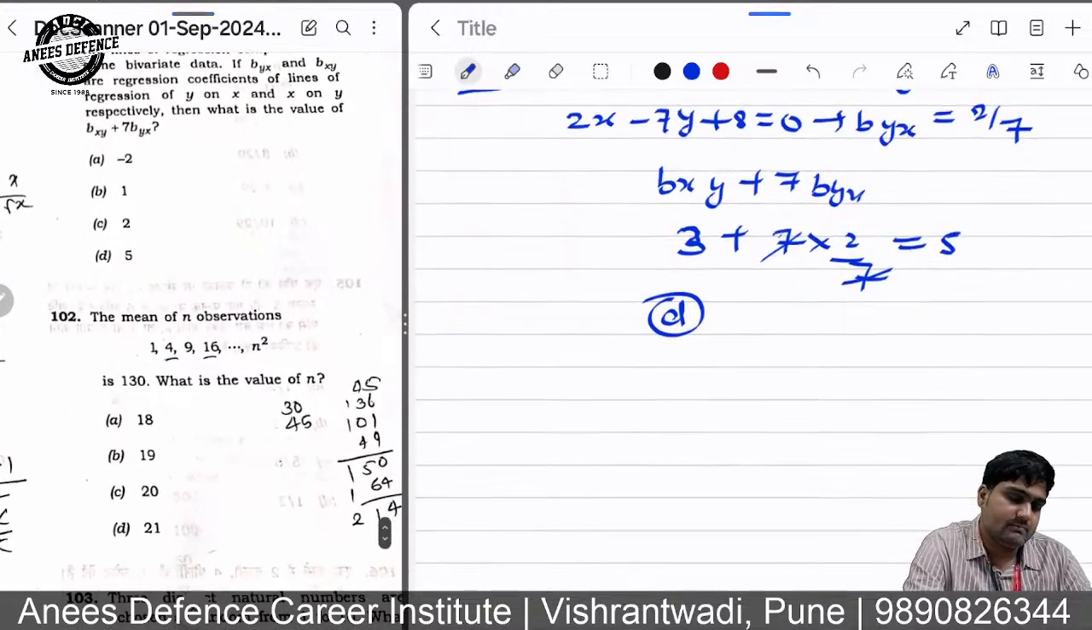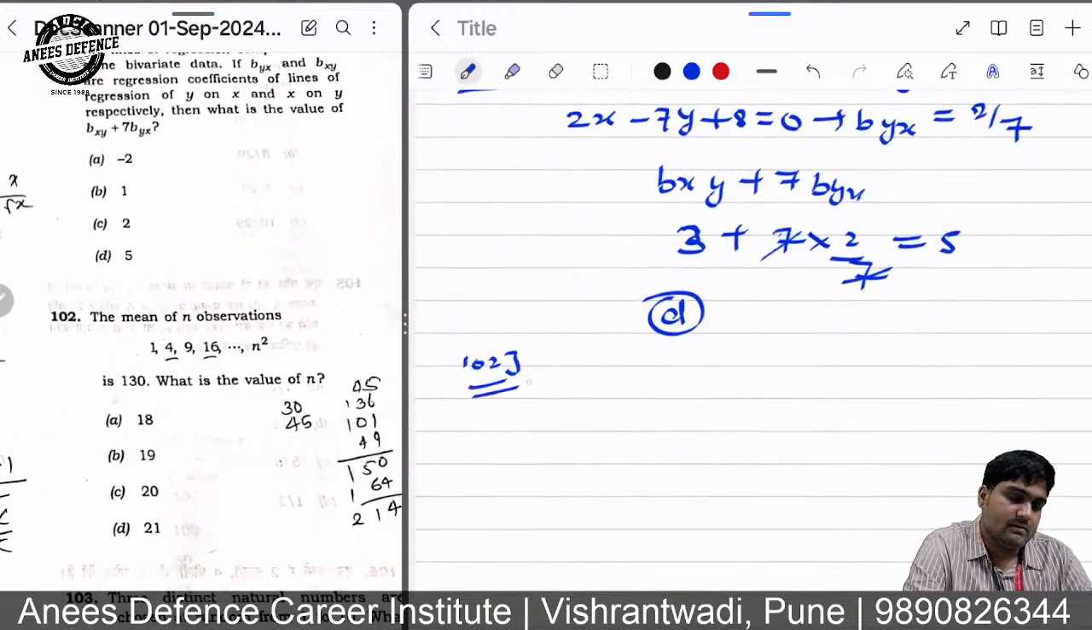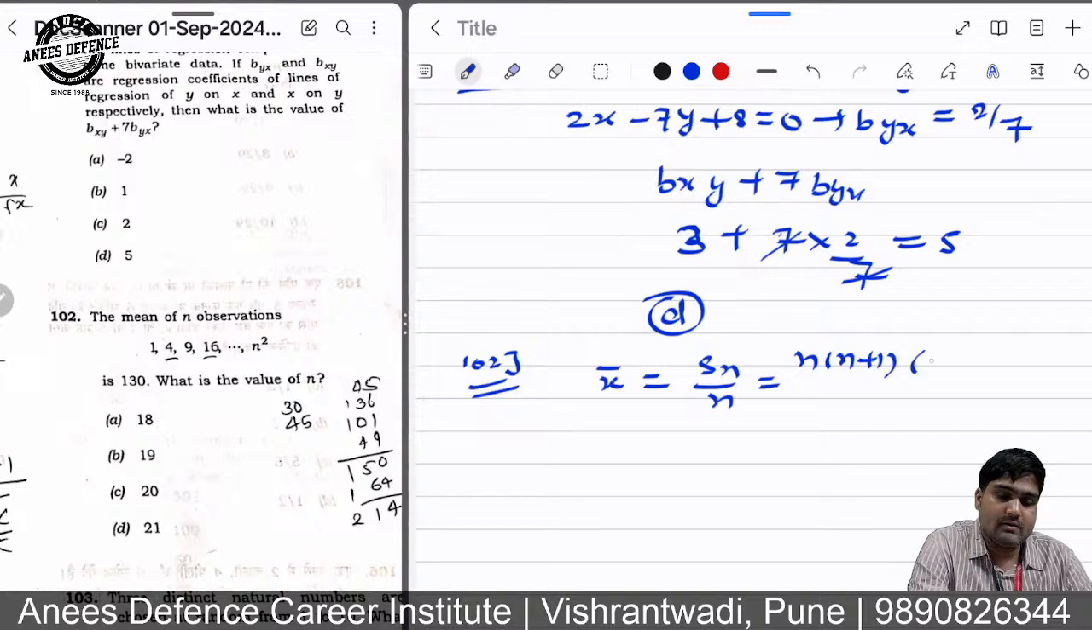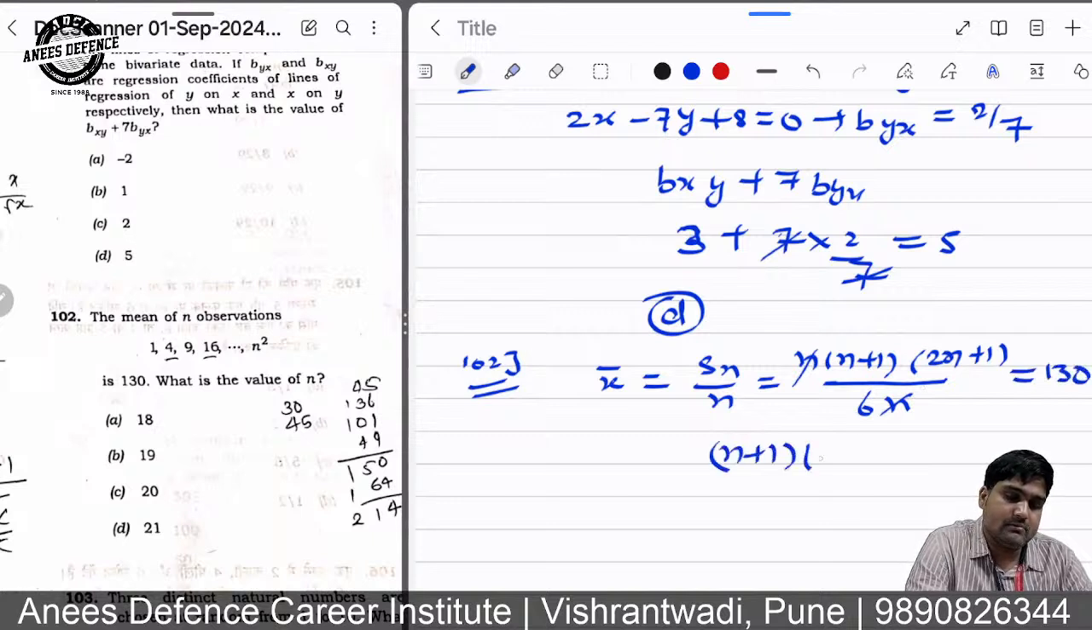Next, question 102. As we can see, these are the squares of natural numbers. The mean of the squares of natural numbers is given as 130. So Sn by n, the sum of the squares of natural numbers, is n(n plus 1)(2n plus 1) upon 6, and n cancels out, equals 130. So (n plus 1) into (2n plus 1) equals 6 into 130.